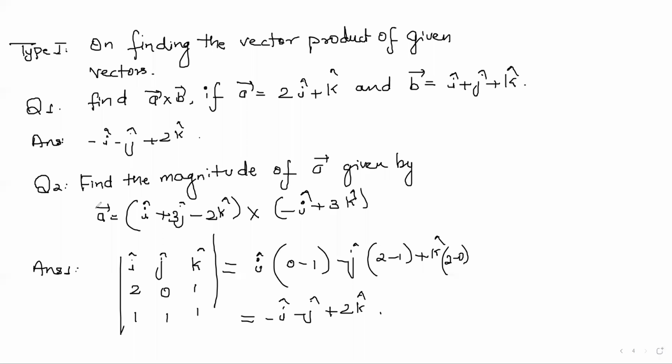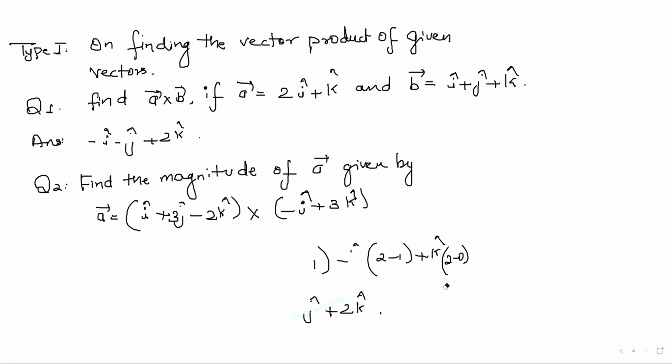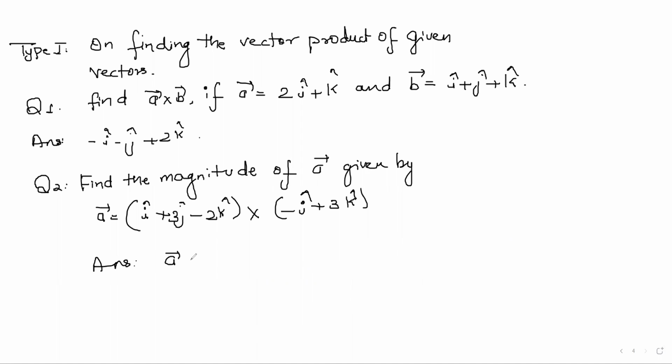So I will write the answer here. Okay, for the second one, I will write the cross product. So I'm writing the answer here. A cross B is 9 i cap minus j cap plus 3k cap. Okay. Now please write this.